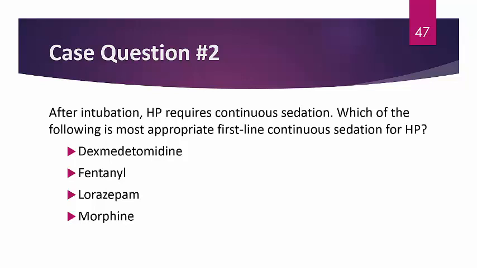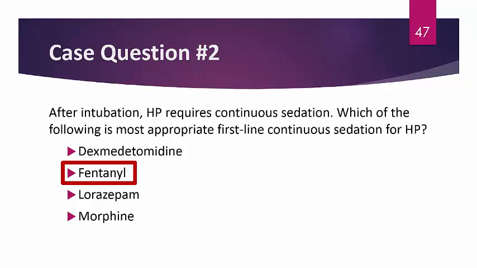The next question. After intubation, HP requires continuous sedation. Which of the following is most appropriate first-line continuous sedation for HP? The answer here is fentanyl. The reason why is that we're doing analgesia for sedation, so we're using an analgesic, ideally, that has the most minimal amount of histamine release, and that is fentanyl. Fentanyl, again, is our workhorse.